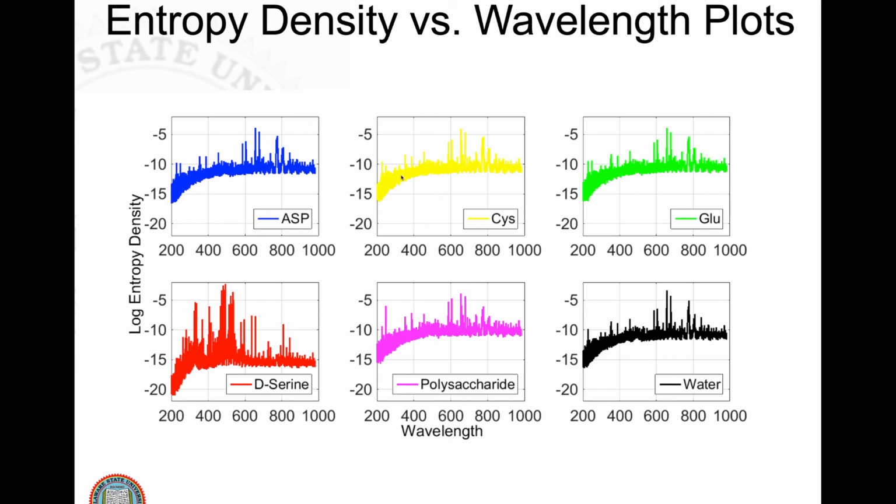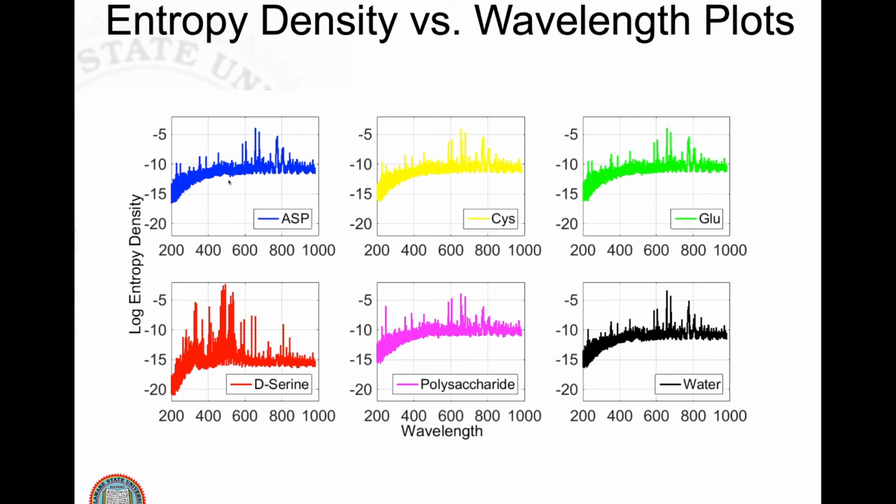Now, if you look at the non-essential amino acids, aspartame, cysteine, GLU, they have roughly the same envelope, but D-serine is quite different. Polysaccharide and water are more similar to one another. D-serine is different from everything else, but ASP, cysteine, glutamine are roughly the same, but you do see some differences in how jagged that envelope is in various parts of the spectrum.